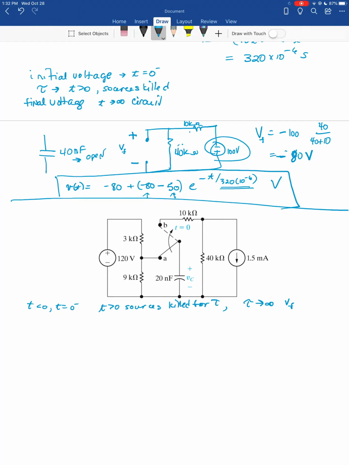And then we need t going to infinity to find V final. So let's do that in order. So sketching the circuit for t less than 0, plus minus 120 volts, 3K, 9K, and you will notice that when the switch is in position A, everything else is unhooked, and the capacitor was actually in parallel with the 9K.